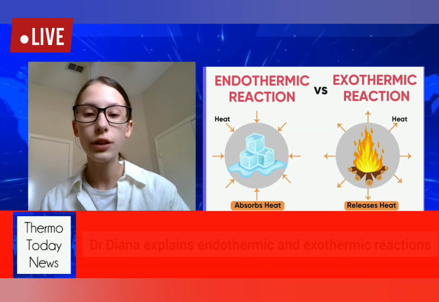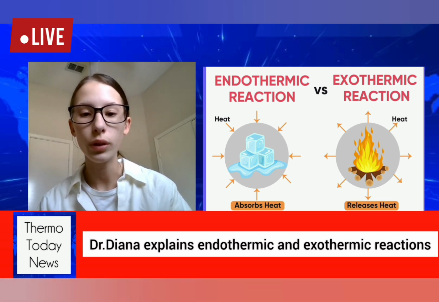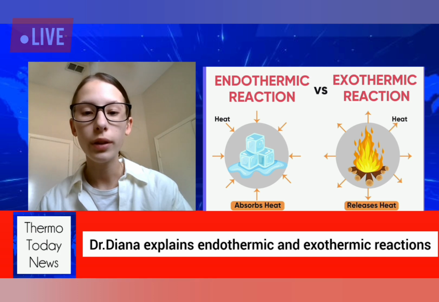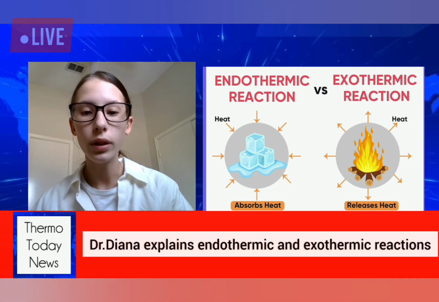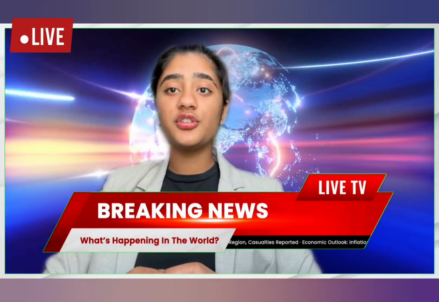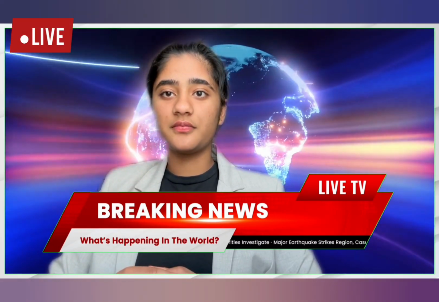Fascinating. Now let's talk about endothermic versus exothermic reactions. Great topic. Exothermic reactions release heat. Think of a campfire warming your hands or fireworks exploding. On the other hand, endothermic reactions absorb heat. Melting ice cubes or boiling water are good examples. And by looking at these reaction pathways, we can see that in exothermic reactions, heat is flowing out of the system, making the products have lower energy. But in endothermic reactions, heat is being absorbed, increasing the energy of the products.